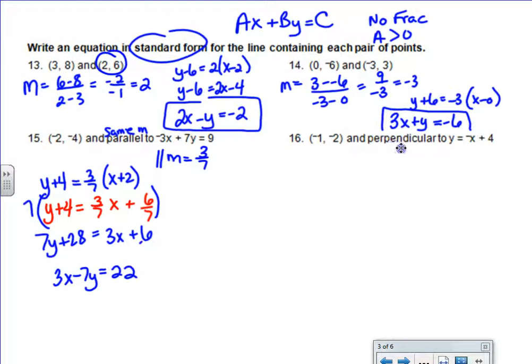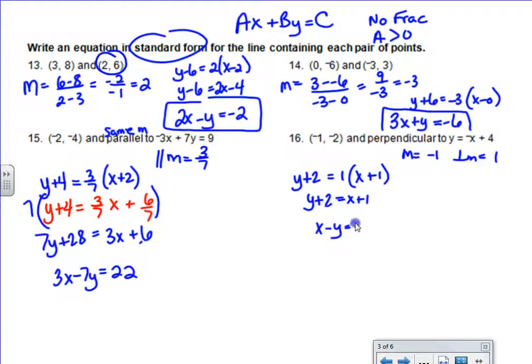This time, if I'm perpendicular, what that means is his slope is a negative 1, but the perpendicular slope would be the opposite reciprocal to negative 1, so opposite would be a positive, and then the reciprocal of 1 is still a 1. So using my point slope form, y plus 2 equals positive 1, and then x plus 1. Kind of boring to distribute a 1, but I'm going to rewrite it without the parentheses, and then since I want standard form, I'm going to bring the y over by the x to keep the x positive, and then rearrange the constants. So I'm going to subtract the 1 over. 2 minus 1 is 1.